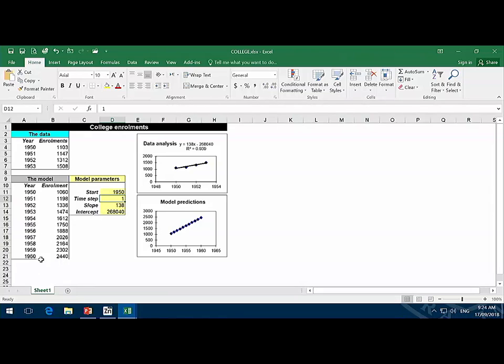Let's see what happens by 1960. Oh wow, by 1960 we're going to have this more than twofold increase in enrolment, right? So our model is pretty good at representing the real world. Okay, but is this model good?